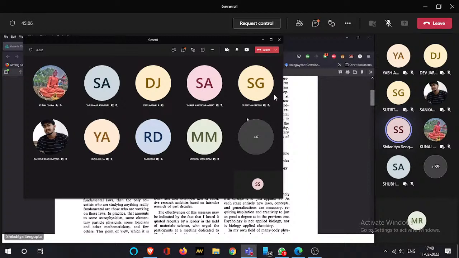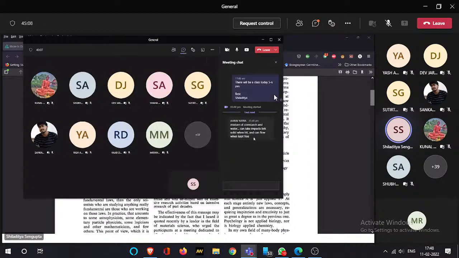So let me read it out. Arav has put it that a mixture of cornstarch and water can take impacts like a solid when hit and can flow when kept free. Right. So this is another example. So you can go to YouTube and see some beautiful videos.